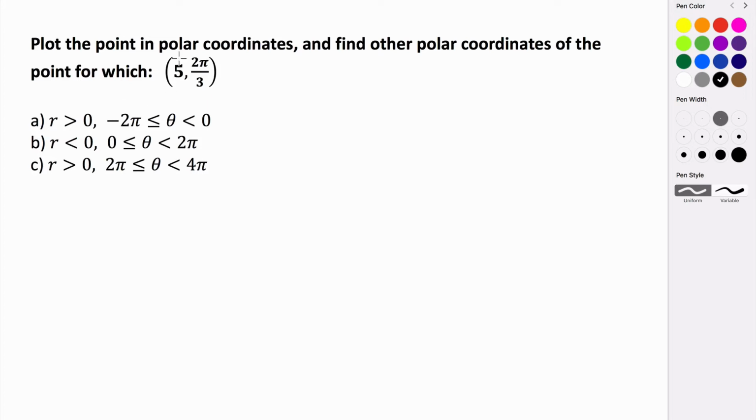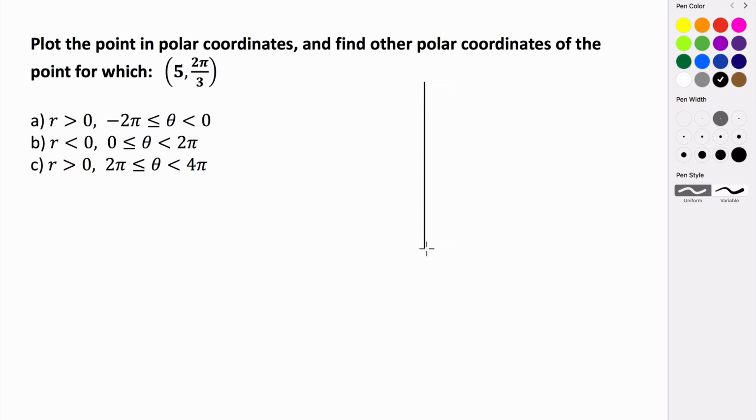For this example, we're going to plot the polar coordinate (5, 2π/3), and then find other polar coordinates that have the same position as this one, but meet these criteria. So first, let's plot the point (5, 2π/3).